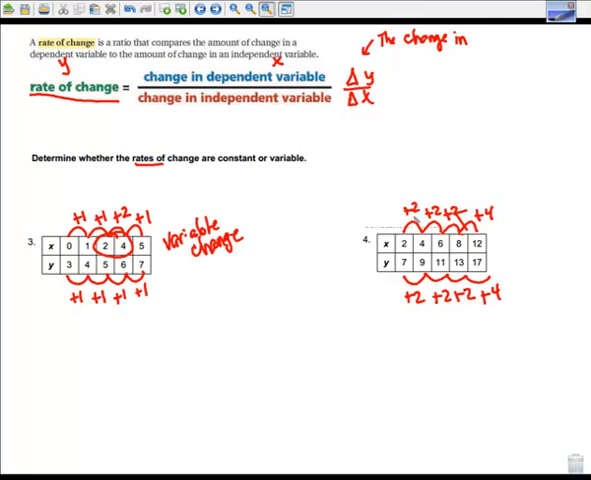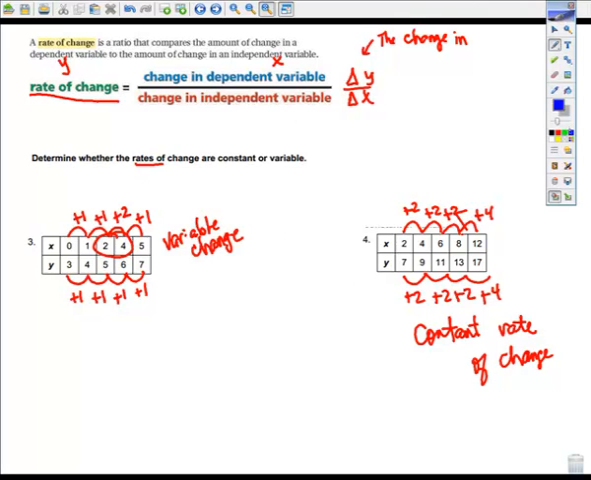So this is 2 to 2. All these are 2 to 2. This is 4 to 4. But that does give us a constant change. They're changing by the same amount. So this is a constant rate of change. So this would be linear. So let's go ahead and write that for both of these. This is nonlinear. And this is linear.